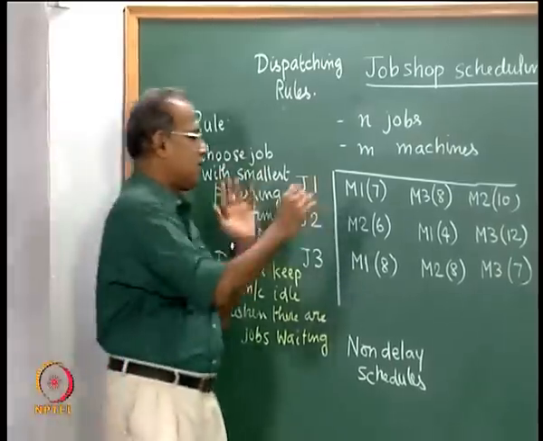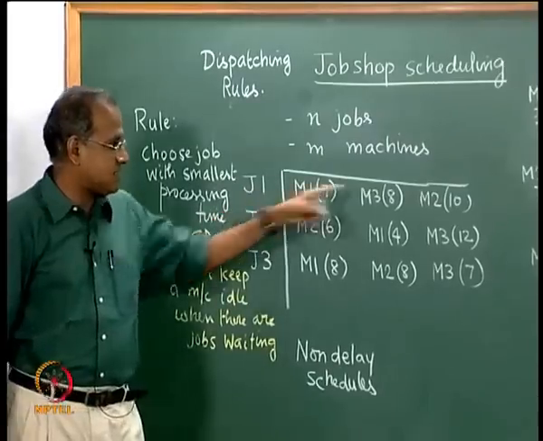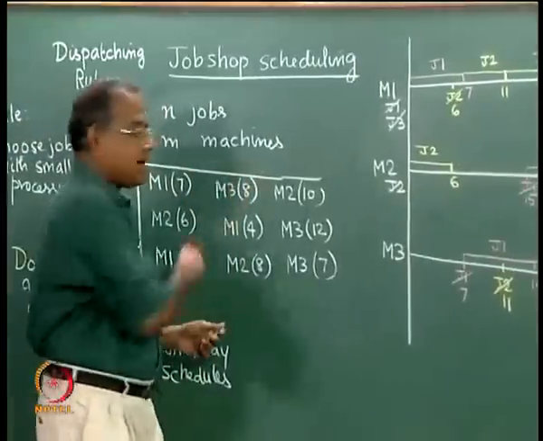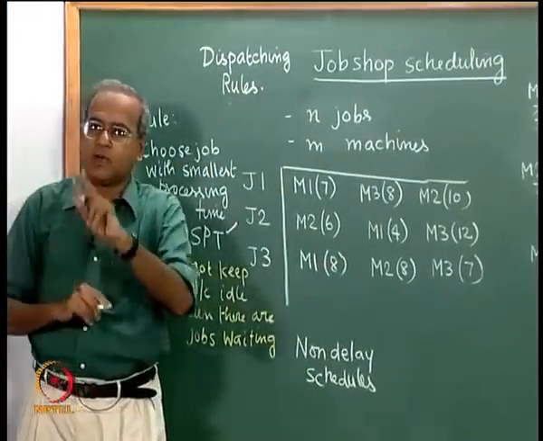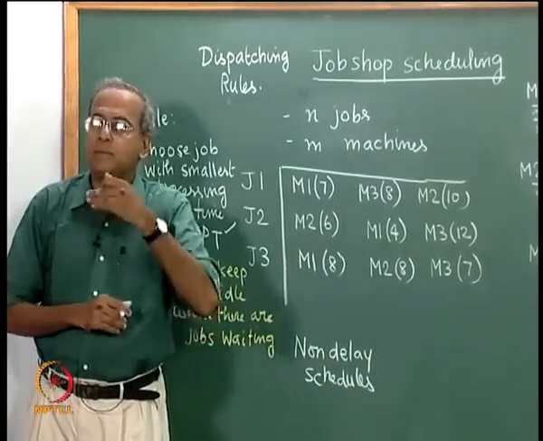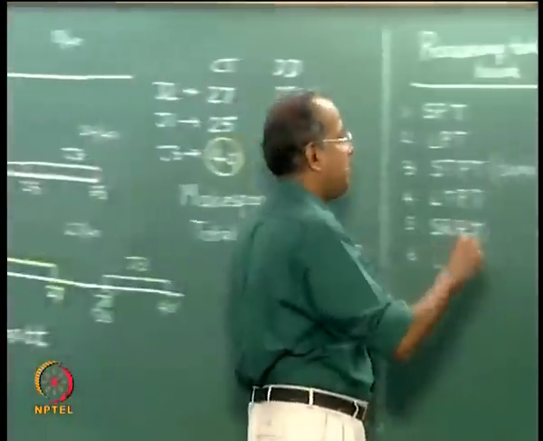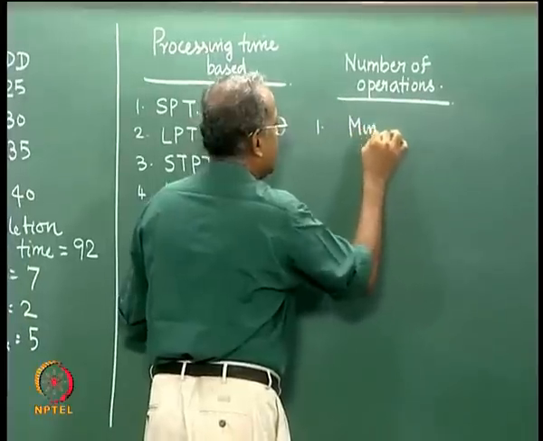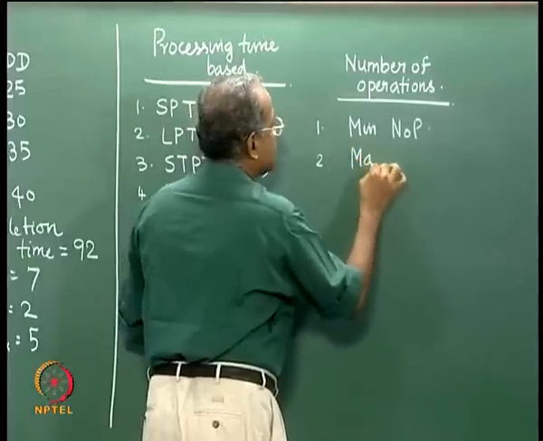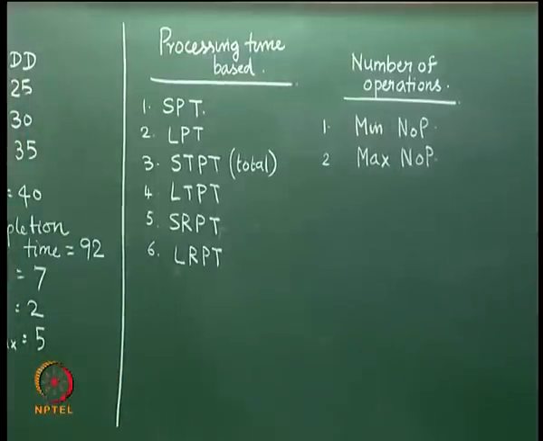Now, suppose we had a situation where this one was not there, then J1 visits 3 machines, J3 visits 2 machines. So, J1 requires 3 operations, J3 requires 2 operations. So, one could choose J3 based on minimum total operations. So, you could have minimum total operations, minimum NOP, minimum number of operations. You could use maximum number of operations as 2 different dispatching rules.